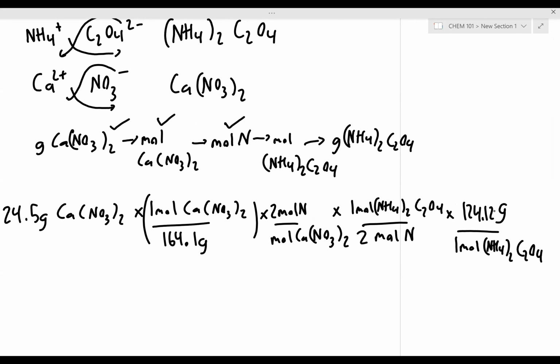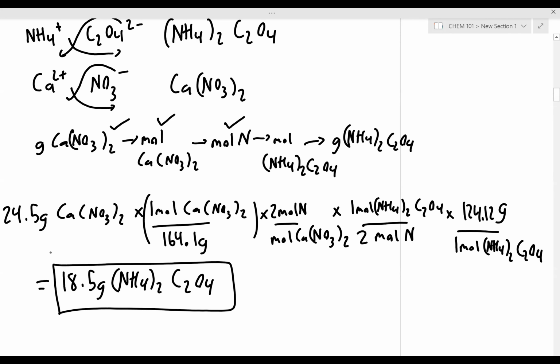Could I borrow someone's calculator for this, just to double check? We now have our raw numerical form. Now all we have to do is punch this into the calculator and report our final answer. So we have 24.5 divided by 164.1 times 2 divided by 2 times 124.12. And that gives us a final mass of 18.5 grams of ammonium oxalate. I'm just going to check the molar masses really quickly. Okay, the first molar mass looks good. And the second molar mass looks good.